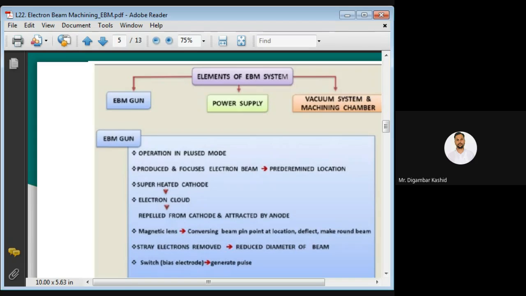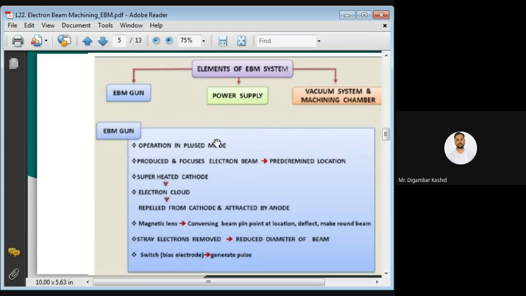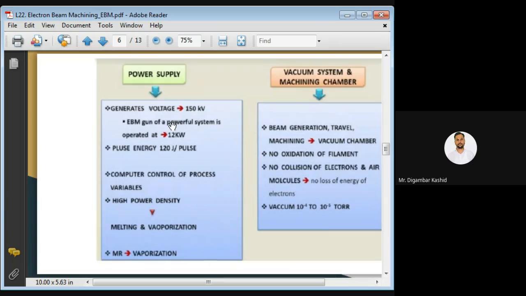Okay, then this power supply. This is the second element. This power supply generates a high voltage, around 150 kilovolts. Because of this high voltage, the electron beam gun generates the electrons.